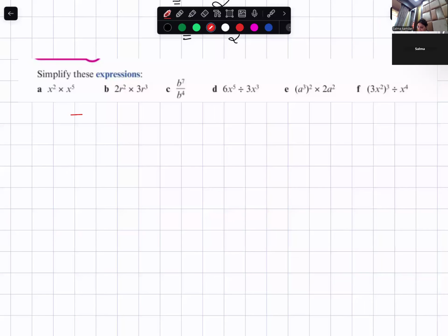You can try these examples. The base is the same: x to the power 2 multiplied by x to the power 5. Base is the same. Multiplication means addition, so it will be x to the power 2 plus 5. It will be x to the power 7.